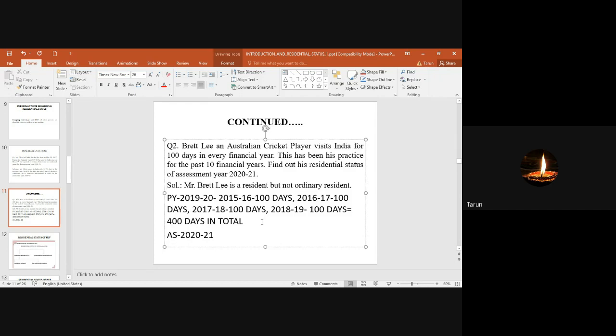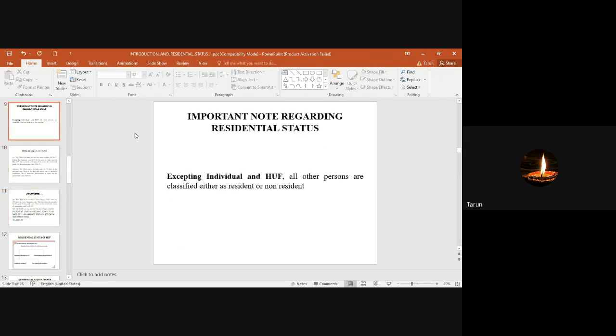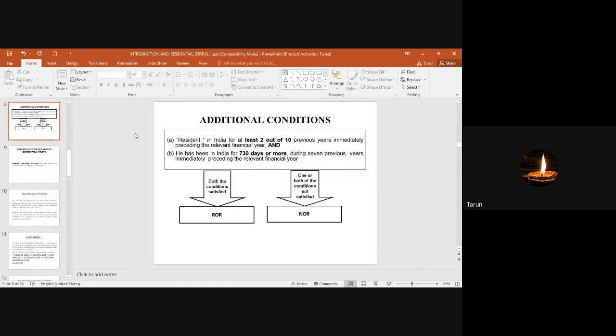It means that Bradley is a resident of India, right? Now we talk about the next part of the question, which is to determine whether Bradley is an ordinary resident or a not ordinary resident. So let's come to the additional two conditions. These are the two conditions.